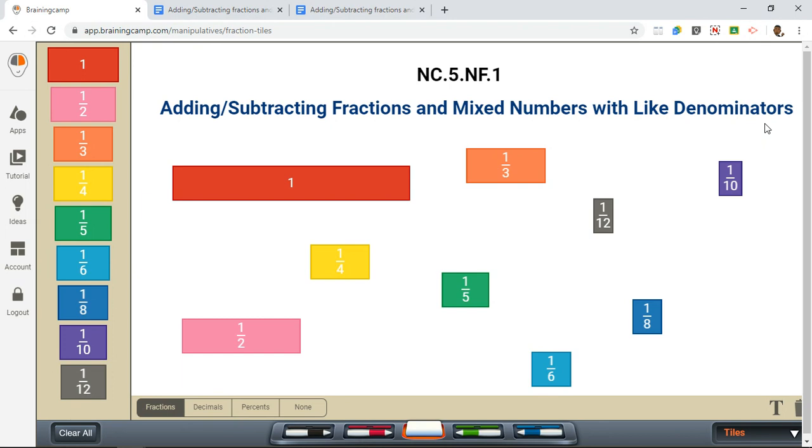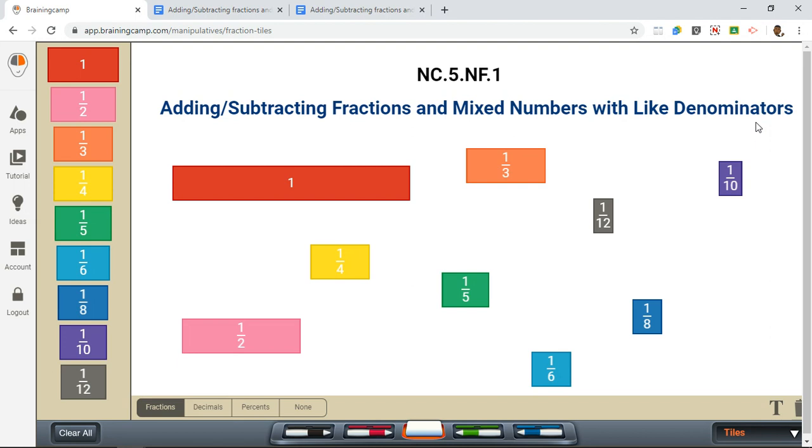This video, of course, is looking at adding and subtracting fractions and mixed numbers with like denominators, also known as the same denominator. This is kind of a continuation of a previous video, so if you need to, you can go back and watch my previous video, which was adding and subtracting fractions with like denominators.